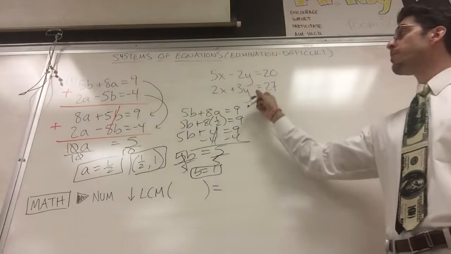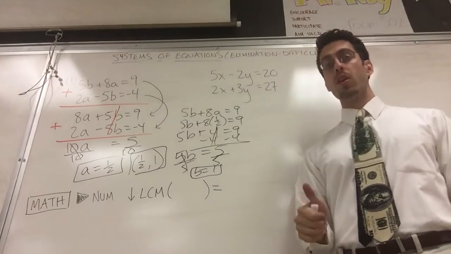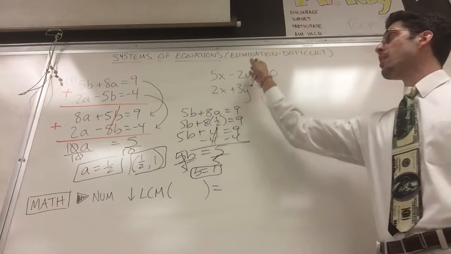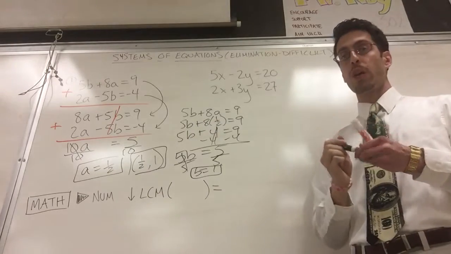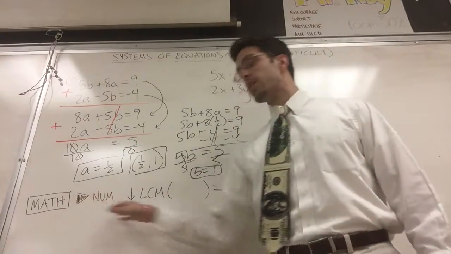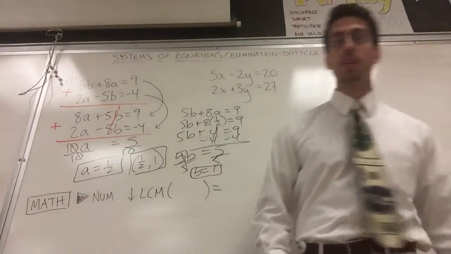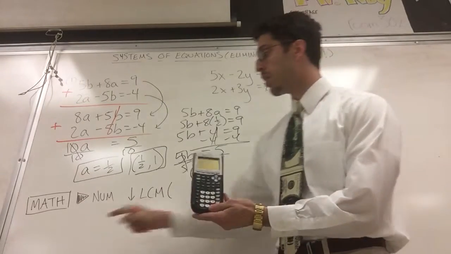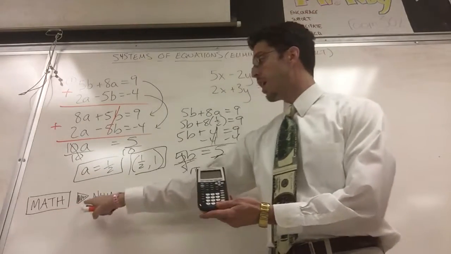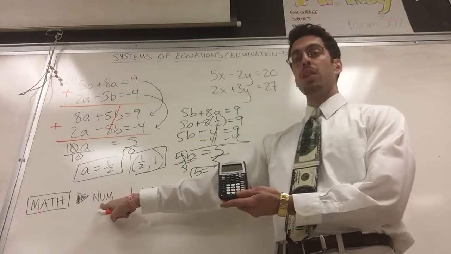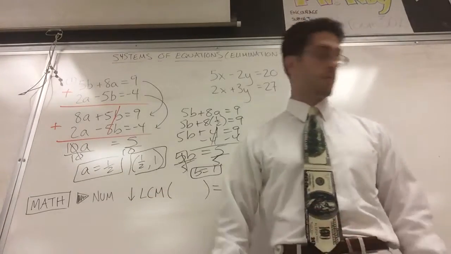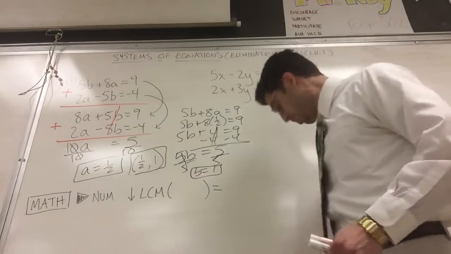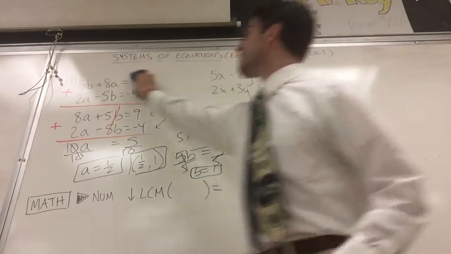Take a look here. The variables are lined up, but there's nothing that can cancel. That's when it gets tricky. That's when I want to take your attention to this. If you have a calculator, you'll know what I'm talking about. You want to press math, slide over to the number column, and go down until you see LCM. And we're going to talk about what this means. Let me just clear some space.